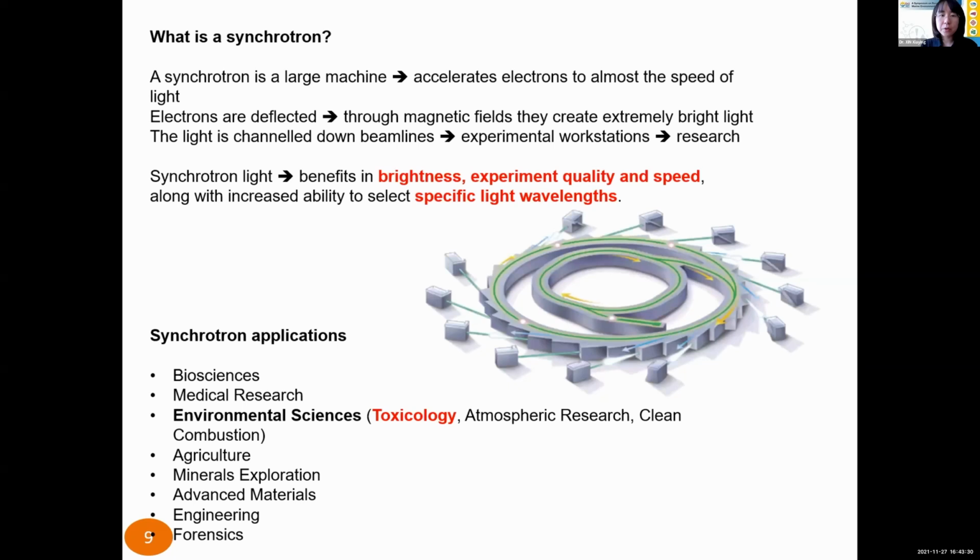And it has a lot of magnets around a circle. The magnets are used to change the light directions. When the light directions change, there is excess energy that goes through the tunnel light to reach many workstations.